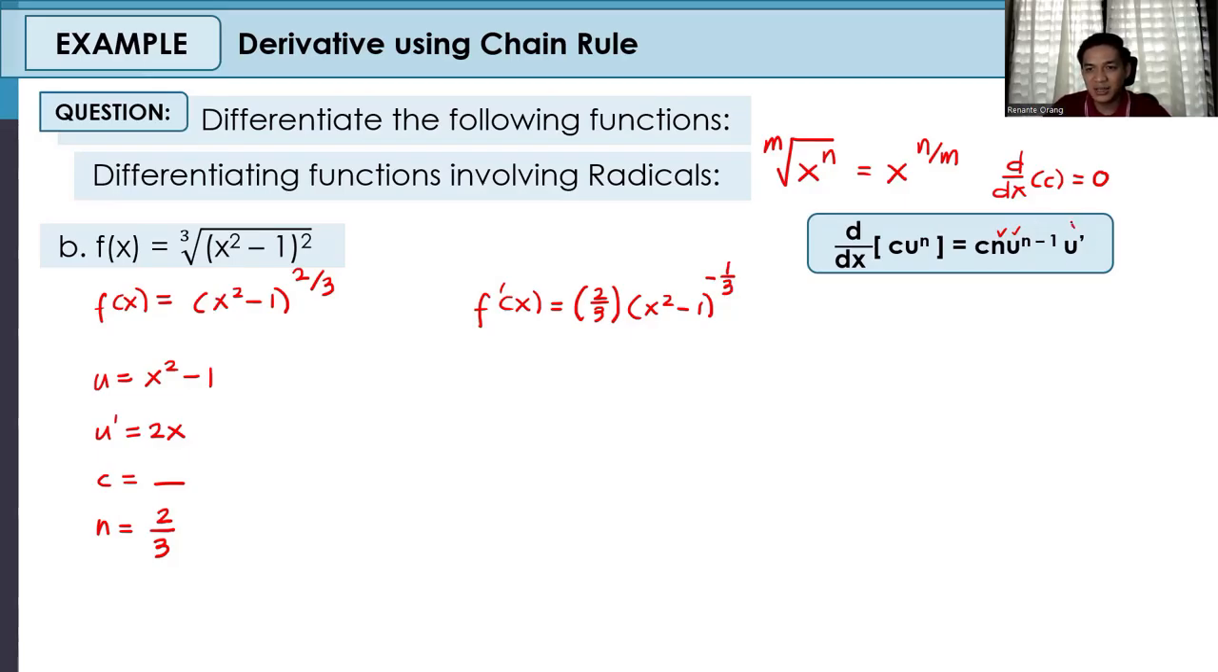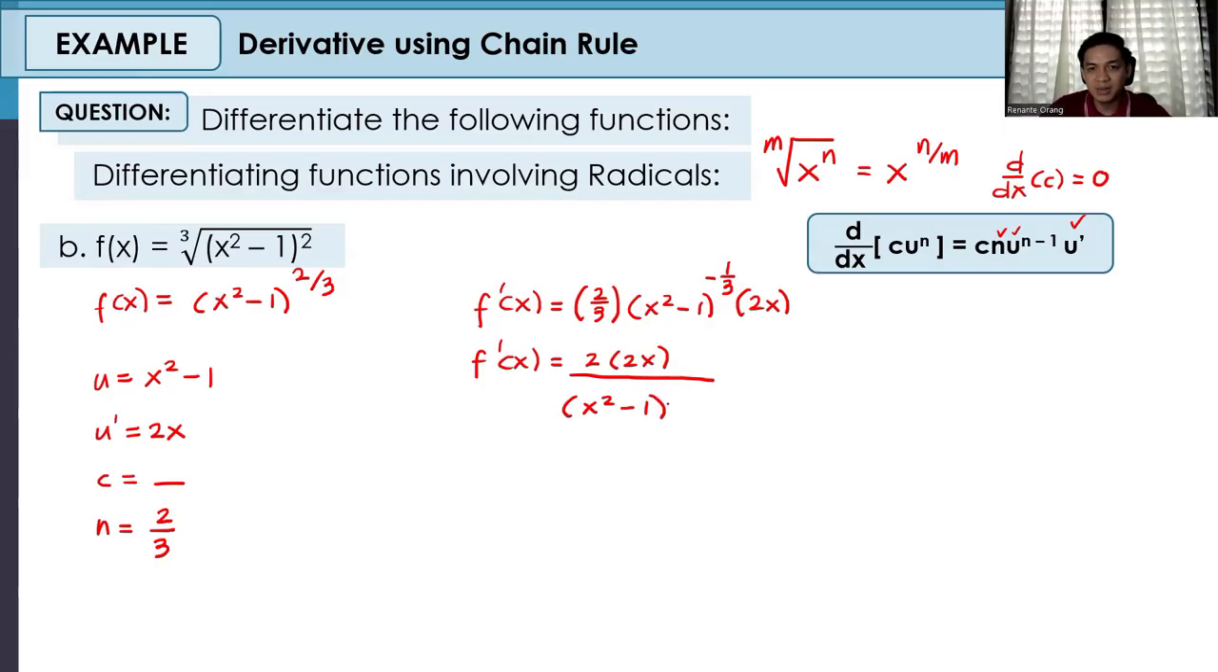Last thing is yung ating u prime. Based dito, yung u prime po natin is 2x. So we are done in our differentiation. All we need to do is to simplify this one. Ilagay lang natin sa baba yung may exponent na negative. So ang maiiwan sa taas is si 2 multiplied by 2x divided by x squared minus 1.